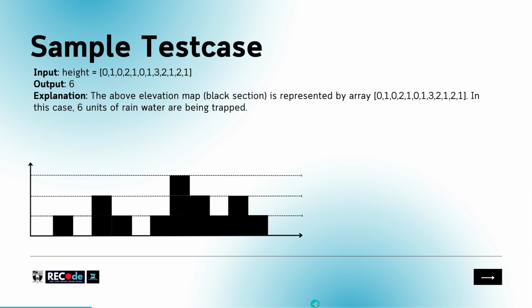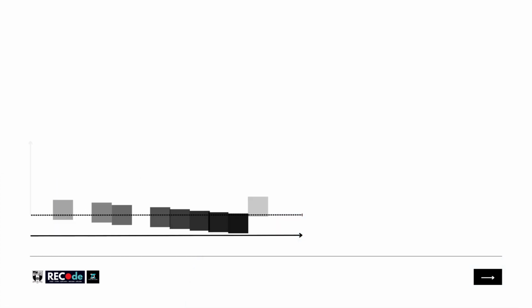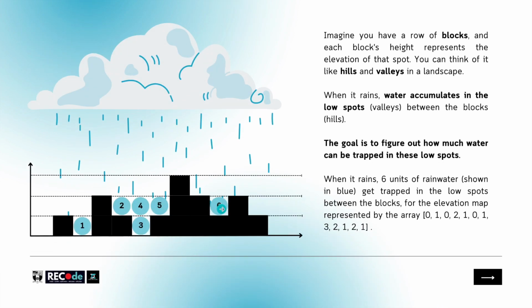Here's a sample test case where we have the input and output given. Here you can see each black square or block represents the elevation and the empty areas are where the rain is going to be trapped. So here one unit is going to be trapped, here 1, 2, 3, 4, and here another 1 unit is going to be trapped. So totally we have 6 units of rainwater being trapped. This is a better visualization of the previous slide. As you can see, 1, 2, 3, 4, 5, and 6.